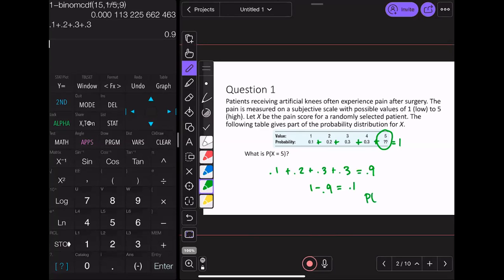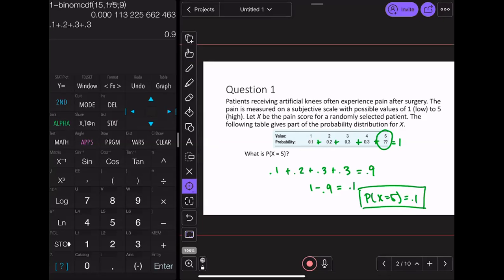So the probability that X equals 5 is 0.1. Okay, so the key thing that you need to remember here is that the sum of the probabilities in a probability table always equals 1.